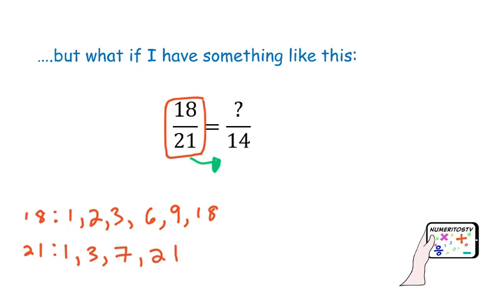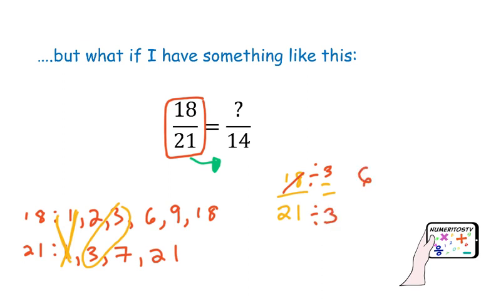Okay, so now that you have your factors, circle the ones that they have in common. Remember, 1 is not useful because if you simplify by 1, you will get the same fraction. But we have in common 3, and that's it, so 3. So I am going to simplify my fraction by 3. So I need to divide both the numerator and the denominator by 3. 18 divided by 3, that will be 6. 21 divided by 3, that will be 7.